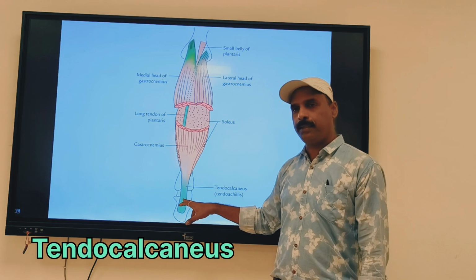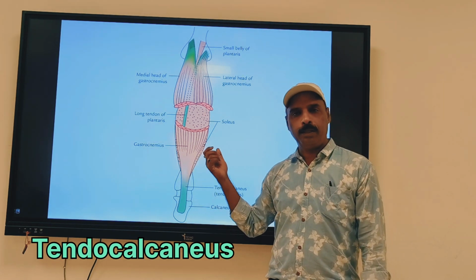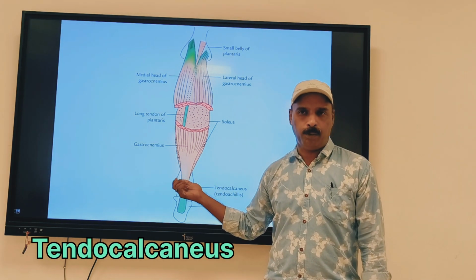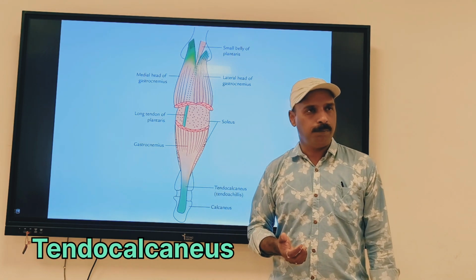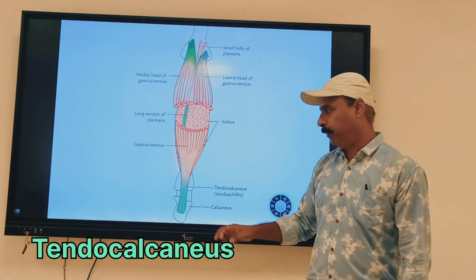This is the thickest tendon, the strongest tendon of the body. So the Tendocalcaneus is the thickest and strongest tendon of the body. That you have to remember.